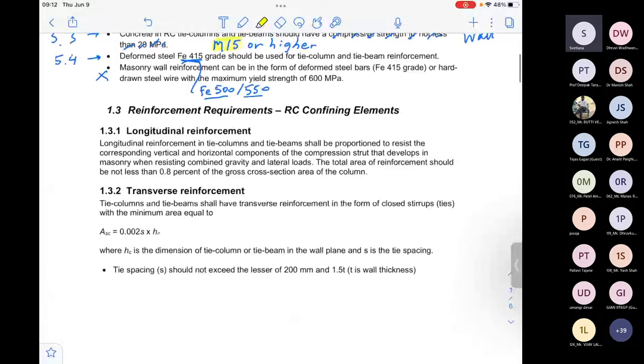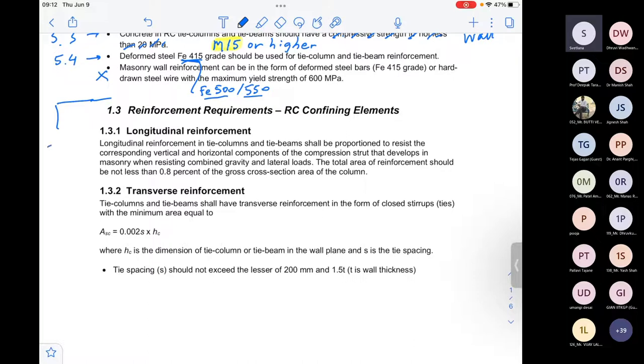Okay. So let's go to reinforcement requirements. Again, this is all important, and it's important also for your assignment and for any future use. So longitudinal reinforcement in concrete tie columns and in tie beams is specified in a section, I was mentioning 8.3, so this is in section 7, actually.